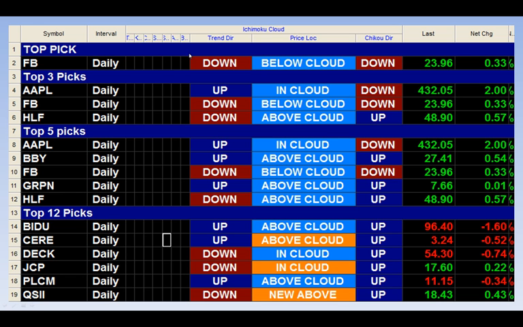Now when I do that, this comes up and there are these weird headings up here that I never use, so I always just resize them. And then I can go trend direction, price location, and then the direction of the cloud span. Okay, so really what you want to know is, is it above or below the cloud? Is it going in the cloud? And that's the information that you're looking for. Is it in the cloud, above the cloud, new above, new below, or in?